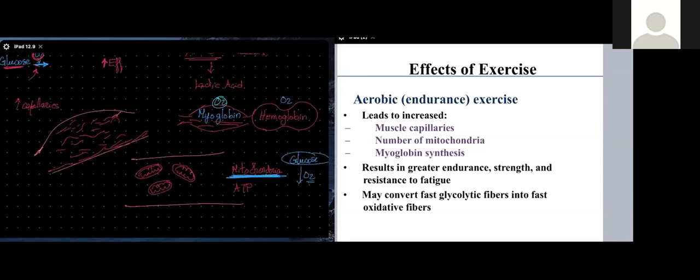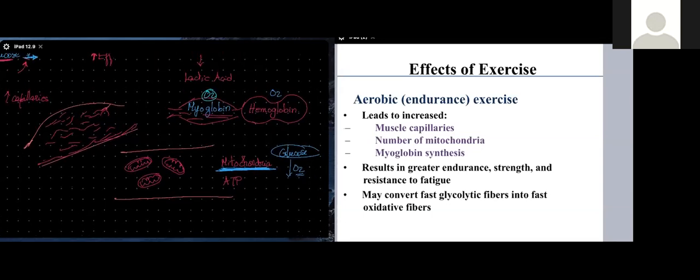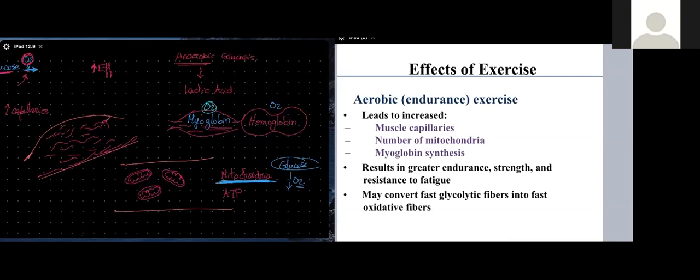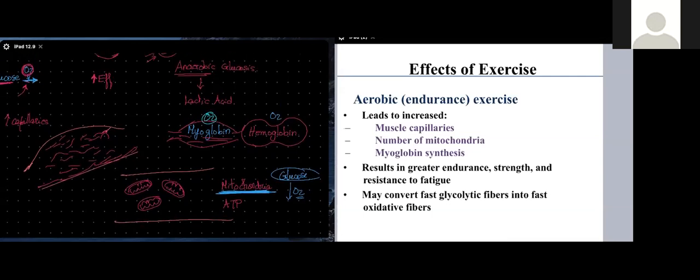So again, how do my muscles respond to regular aerobic or endurance exercise? First, it increases the number of capillaries in between the muscle cells, in the muscle. It increases the number of mitochondria. This is where you're going to be breaking down the glucose in the presence of oxygen to release the ATP. And you're going to increase your reserves of oxygen.